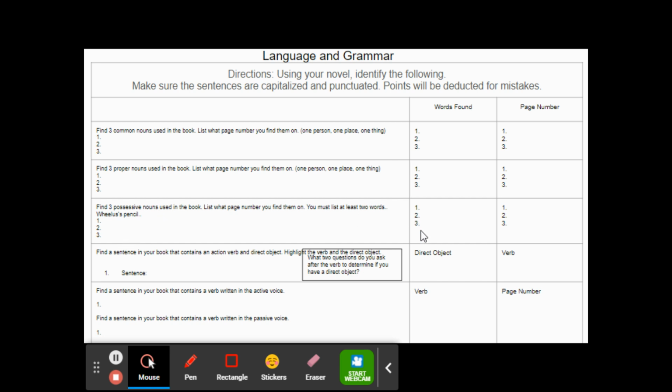You're going to tell me what the noun is, just the noun here. You're going to tell me what page number you found it on. In the next column, I'm going to have to pull it up on my computer so I can see it a little bit better.